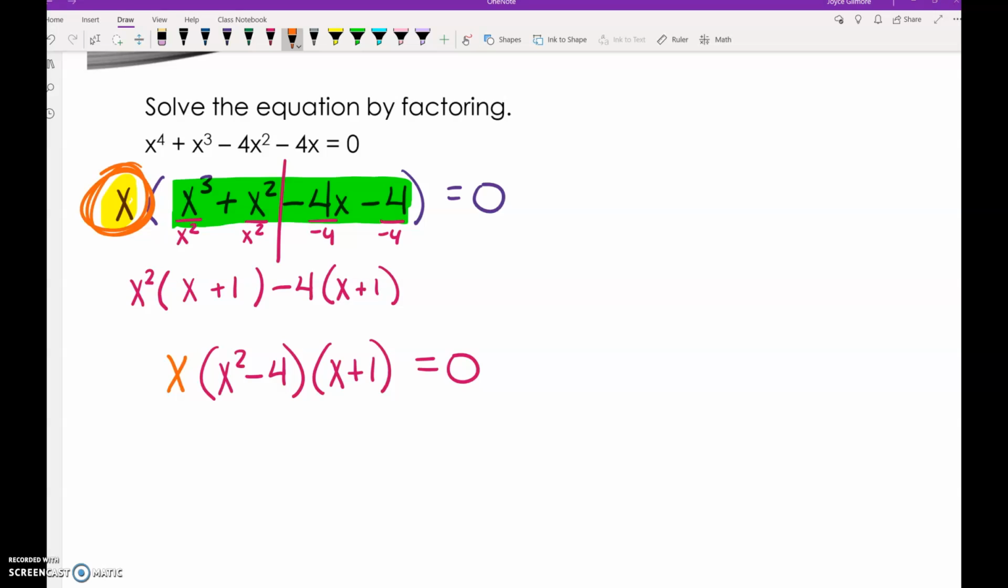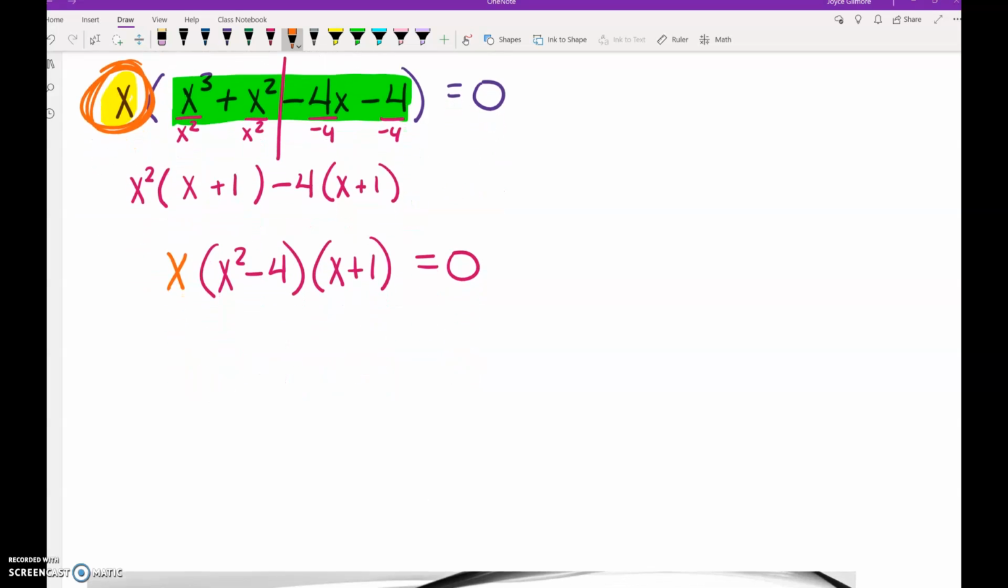Is this fully factored? These are my favorite kind of problems. I love these. They just keep going and going and going. It's like the Energizer Bunny. This part can be factored more into (x plus 2)(x minus 2). We still have the x in front. We still have the x plus 1.